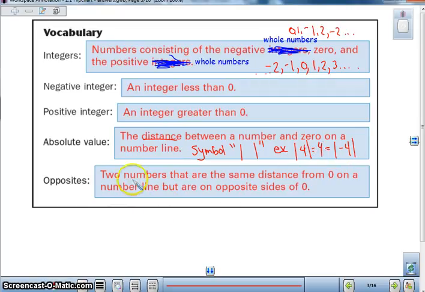When we talk about opposites, it's two numbers that have the same distance from 0 on a number line. They are on opposite sides of 0. If you think of opposites, they are going to have the same absolute value. And if you look at the example we just did above, you're going to see that 4 and -4 have the same absolute value. Again, if you need to pause this to write down the vocabulary in your notes, please do so.